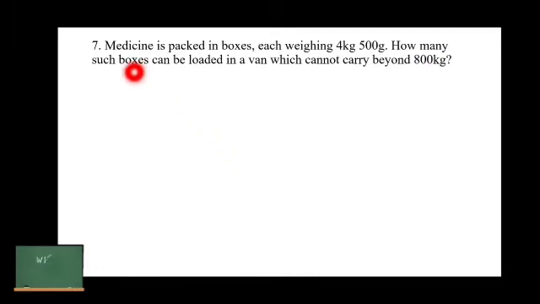Seventh problem. Medicine is packed in boxes, each weighing 4 kg 500 gram, and how many such boxes can be loaded in the van? Here the given question is, the maximum capacity of the van is 800 kg and it cannot carry more than 800 kg. Before proceeding to the solution, we have to convert it into grams, so that it will be easiest for us to solve the problem.